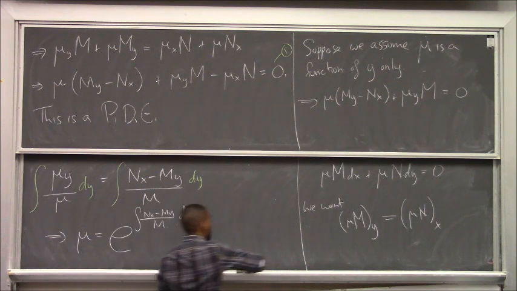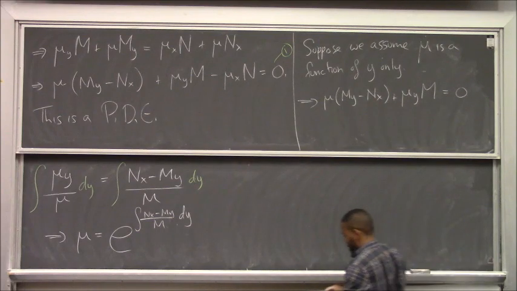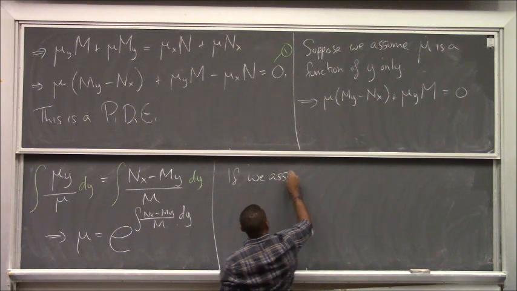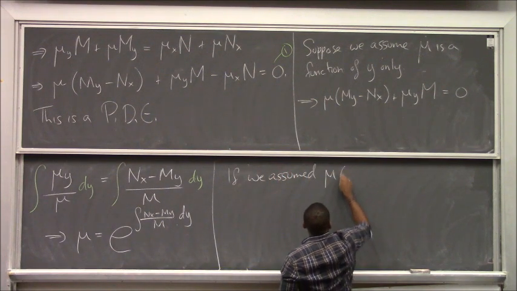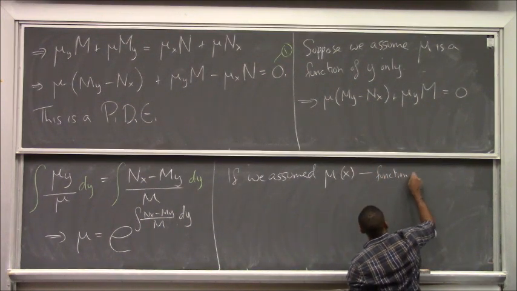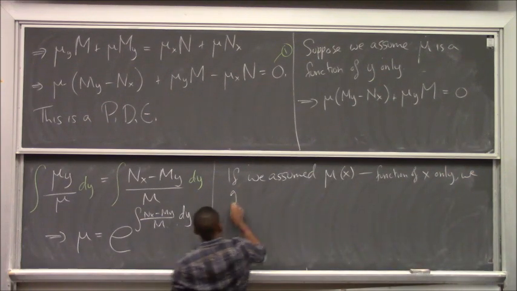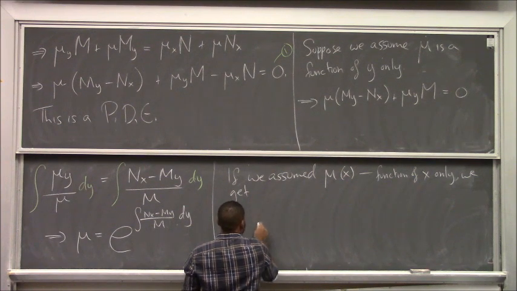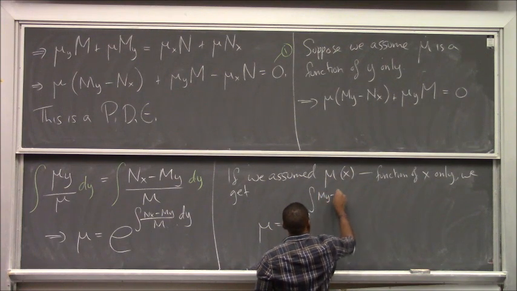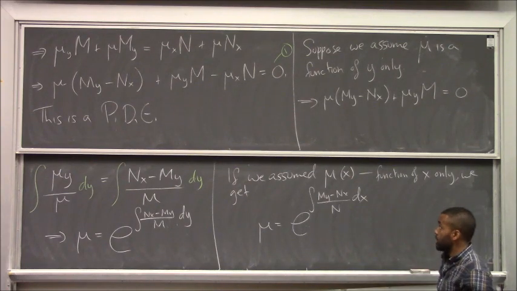By the way, we could play a similar game with the x's. If we assume mu was a function of x only, we would get that in that very specific situation, mu is going to be e to the integral of that dx. So you can have a very similar breakdown.